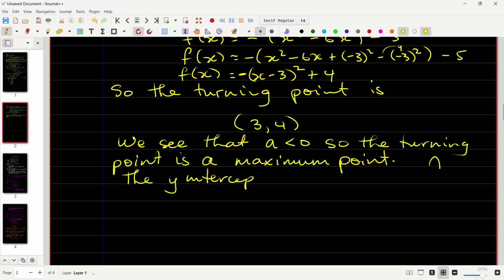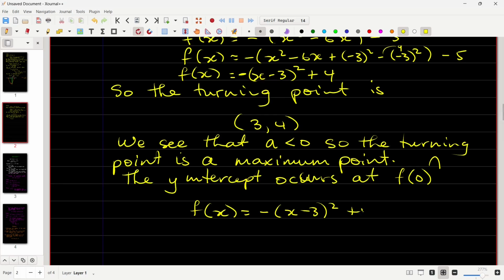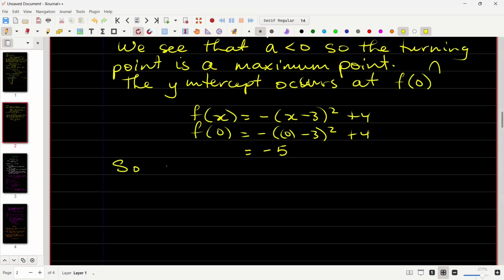The y-intercept occurs at f evaluated at 0. So f of x is equal to negative x minus 3 squared plus 4. F of 0 would be equal to minus of 0 minus 3 squared plus 4. So minus 3 squared is going to give me 9. The negative sign in front of here is going to make it a negative 9. Negative 9 plus 4 is negative 5. So this here would be equal to negative 5. So the y-intercept is, and you can see, 0, negative 5.